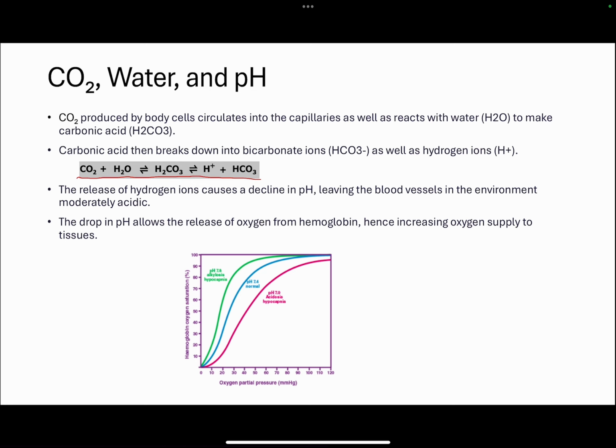The body's ability to regulate oxygen transport through structural changes in hemoglobin and chemical interactions in the blood highlights the effectiveness and efficiency of this system. The graph basically shows oxygen partial pressure and hemoglobin oxygen saturation at pH 7.8, which is alkaline, pH 7.4, which is normal, and pH 7.0, which is acidic.